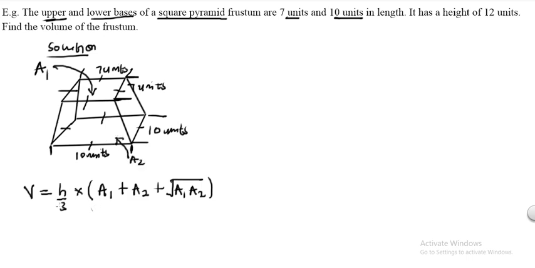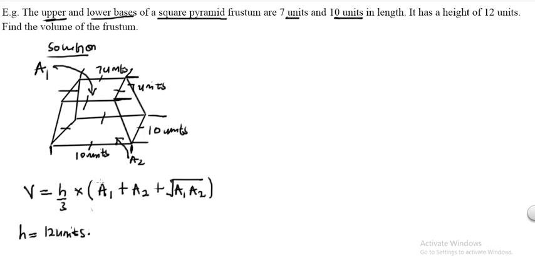So first of all, let's get down our important values that we'll plug into this formula. The first important value that we need to get is h. The question tells us that our pyramid has a height of 12 units. So h is equal to 12 units here.